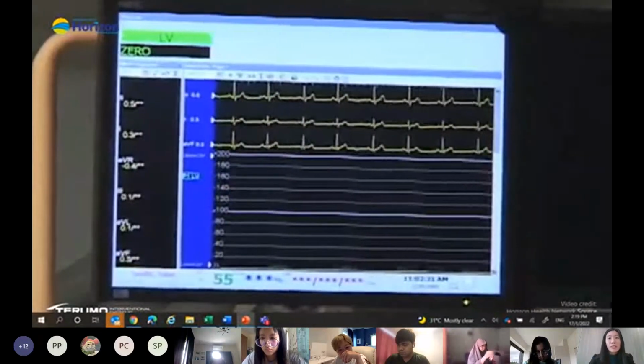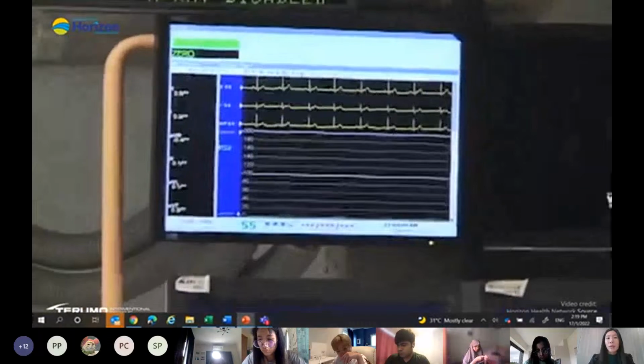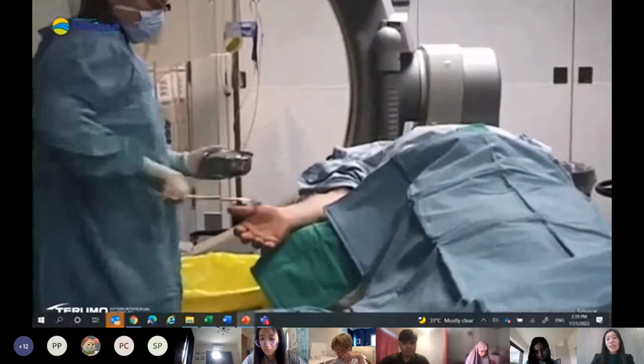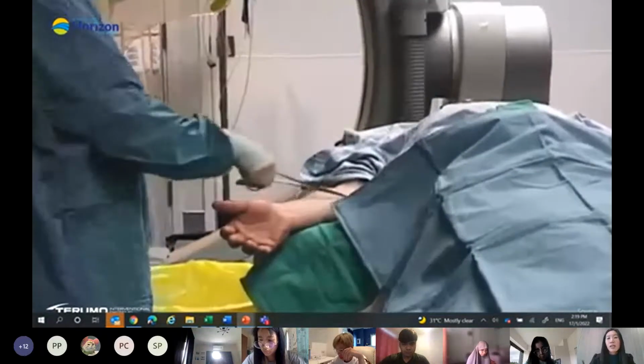You will see this monitor that monitors the vital signs of the patient to check how well the patient is doing. Again, they will clean the puncture site. This is the arm again, your radial puncture.